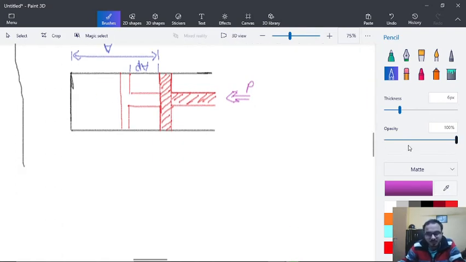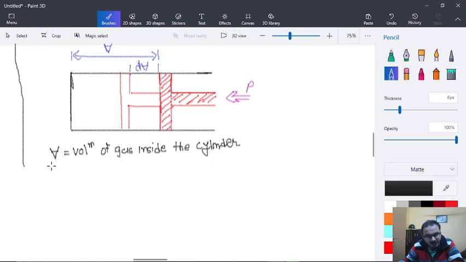So here, let's say V is the volume of gas inside the cylinder, and P is the pressure of gas when the volume is V.